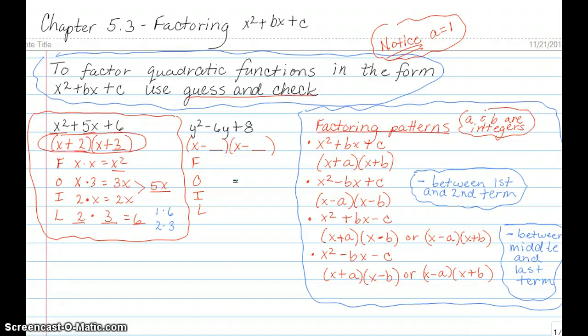Remember, factoring is the opposite of multiplying polynomials. So multiplying's opposite is division, so factoring is a form of division. So first terms are always easy. It's going to be y times y. Forgive me, I put x's here. Let's fix that.